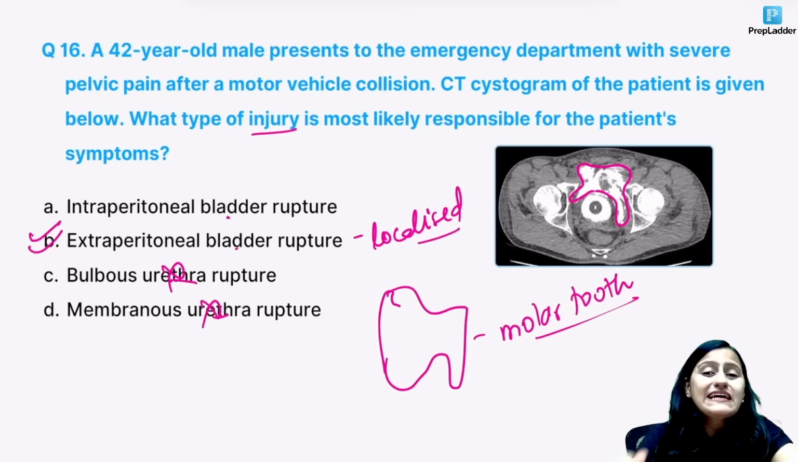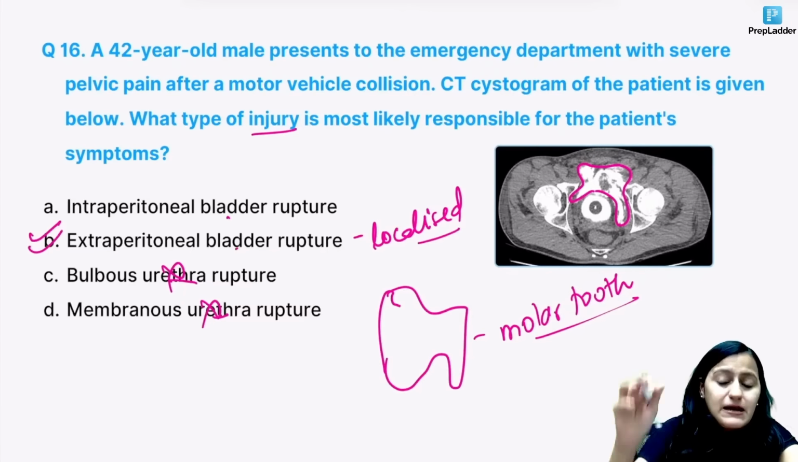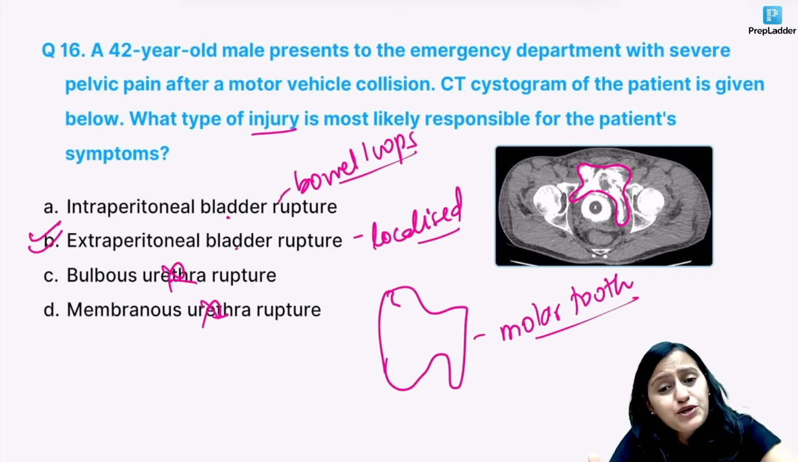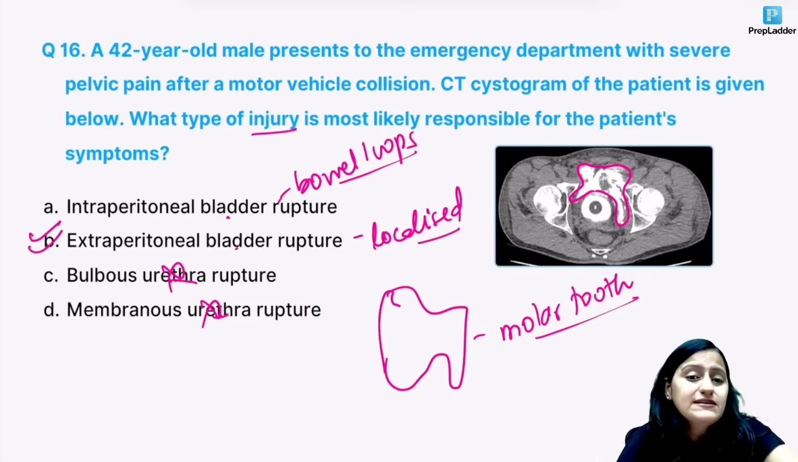If it would have been intraperitoneal rupture, the contrast would be going into the peritoneal cavity and would be seen between the bowel loops, right? So that is what you would see in intraperitoneal. In extraperitoneal, it is localized around the bladder like the molar tooth. Okay, is this clear with everyone?